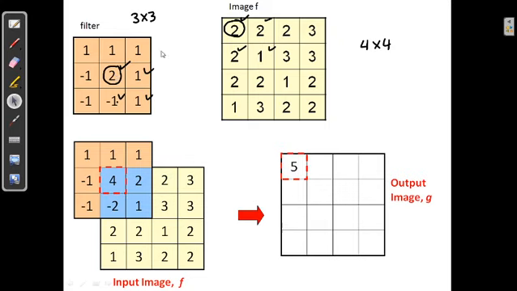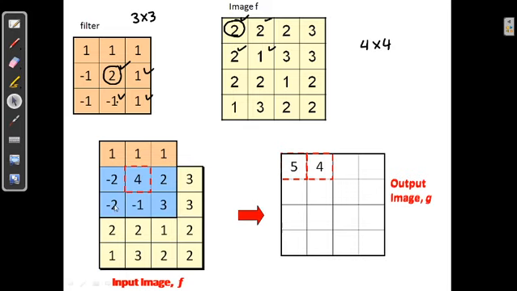2 is multiplied by 2, so the result is 4. 1 is multiplied by 2, so the result is 2. 1 is multiplied by minus 2, the result is minus 2.